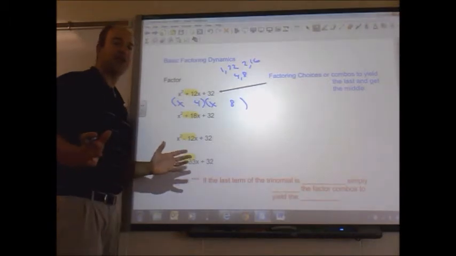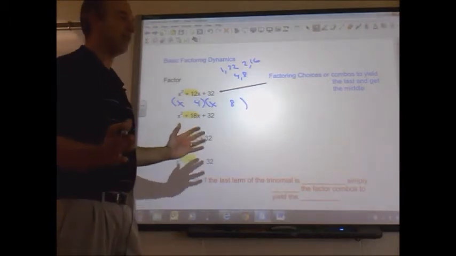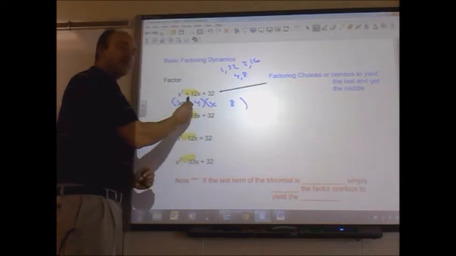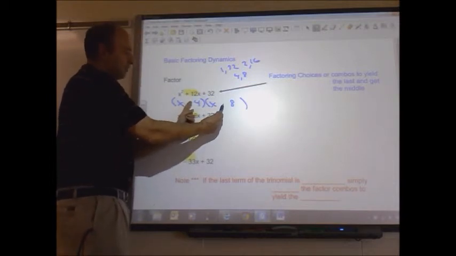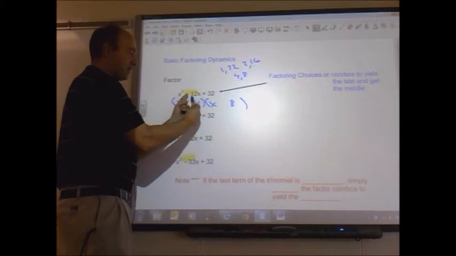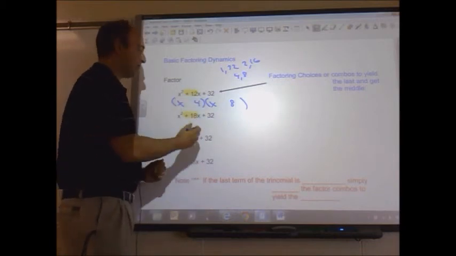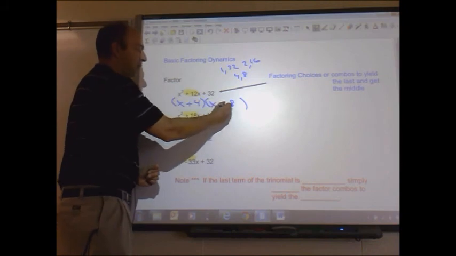Now one of the things I teach is to put signs in at the very end. It's 8x and it's 4x. I want positive 12x, so I'm looking to put signs in front of these values that make that end up at positive 12. So with 4 and 8, the only sign combination that would work would be positive 4 and positive 8.